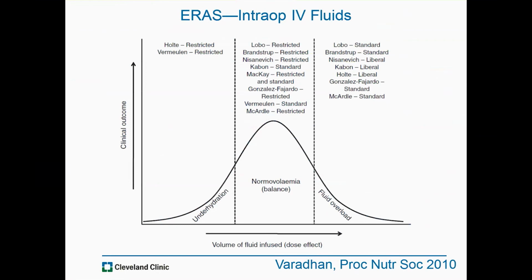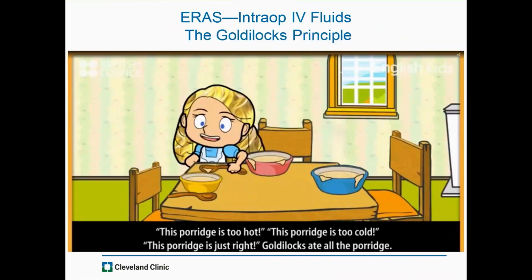It seems that when comparing these studies, really the goal should be achieving normovolemia. Because when you underhydrate patients, you do risk kidney injury, and when you overhydrate patients or do fluid overload, you have the downsides of pulmonary complications, ileus, prolonged length of stay. So it's really about hitting that middle of the road of normovolemia, otherwise known as the Goldilocks principle, where you want to have it really just right. And that should be the goal at the time of fluid administrations. You want to make sure you give the patient enough fluid, but really avoid fluid overload.